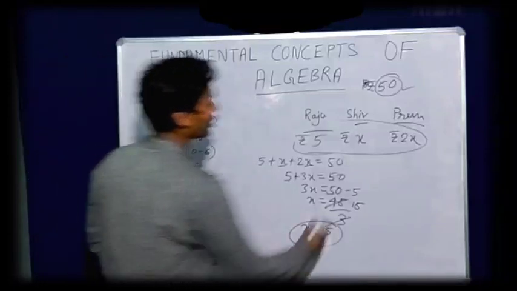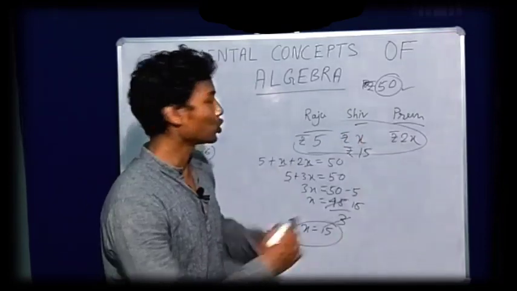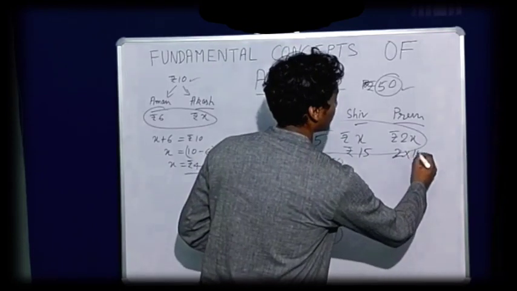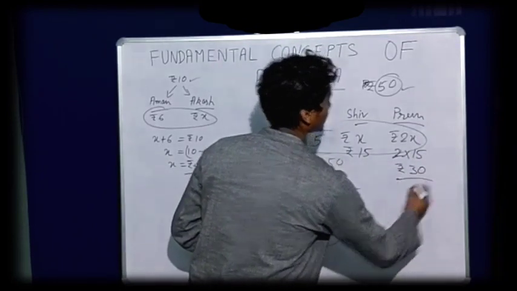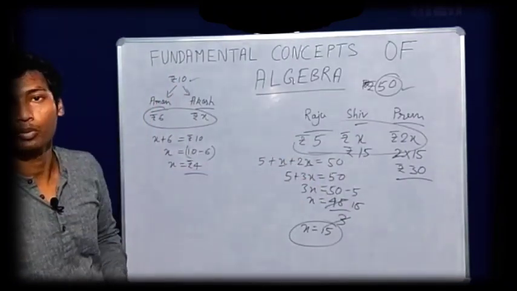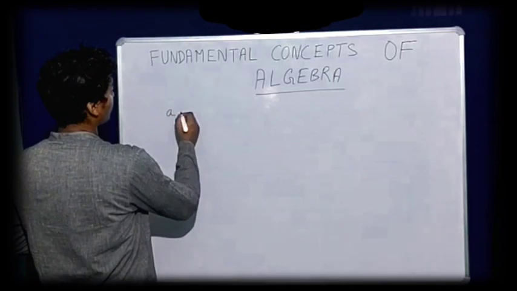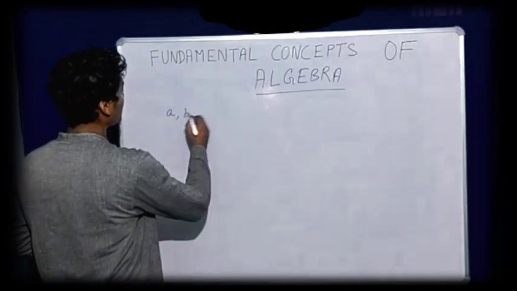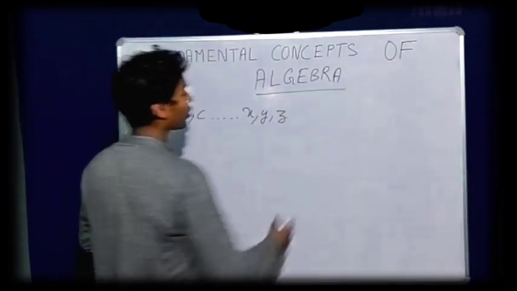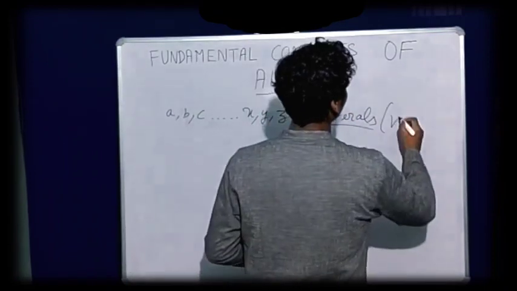So the amount received by Shiv is rupees 15, and what will the amount received by Prem be? Twice the amount received by Shiv, that is 2 times 15, that is rupees 30. 30 plus 15 plus 5 will give us rupees 50. Now the variables such as A, B, C and X, Y, Z are also termed as literals. So we can call them literals as well.